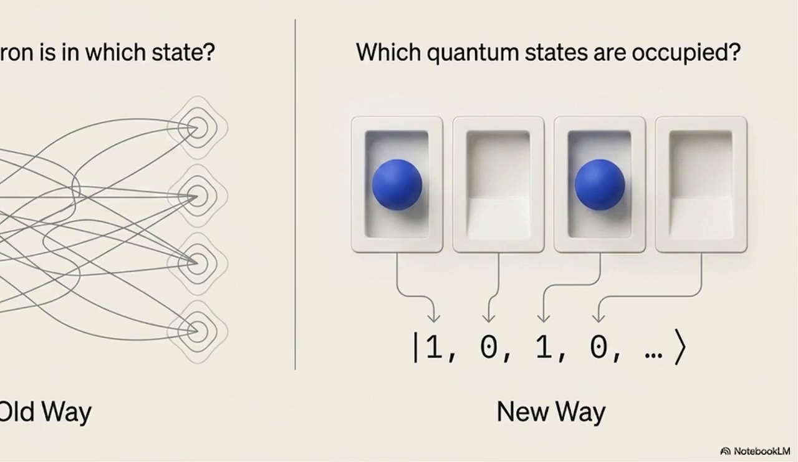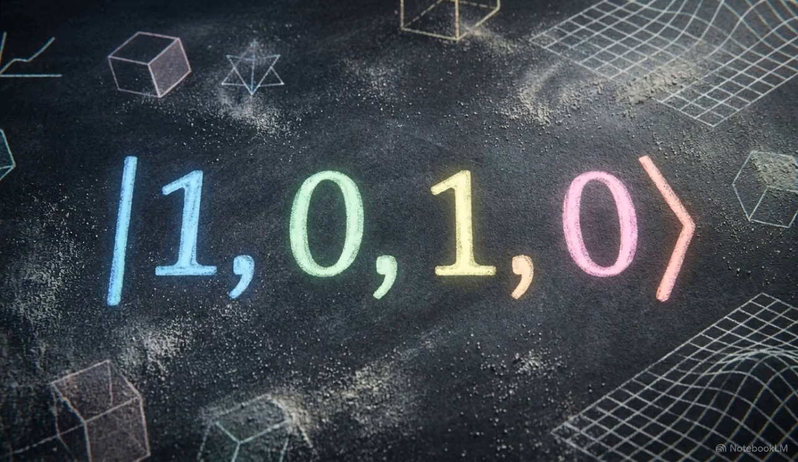Look at the right side. The focus shifts to the states themselves, acting as distinct slots. Particles are anonymous units that fill or leave slots empty. We describe the system by listing slot statuses: occupied, empty, occupied. This approach is called the occupation number representation. In physics, it's also known as the Fock space formalism.